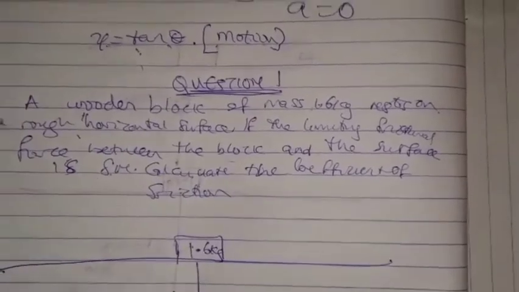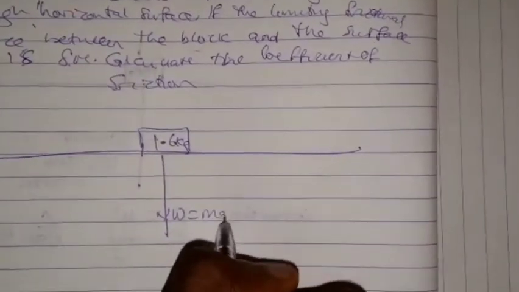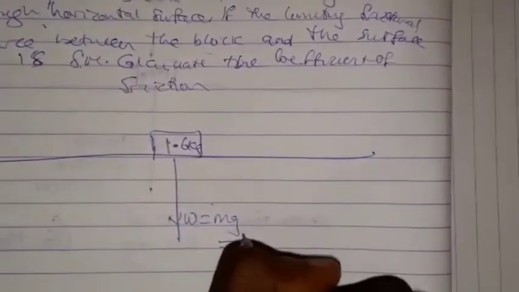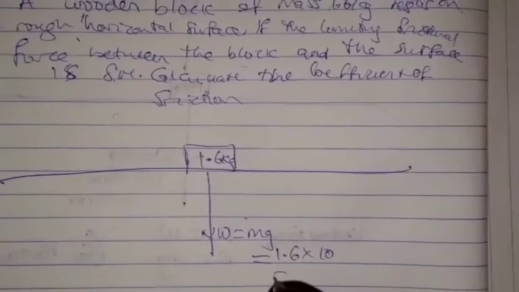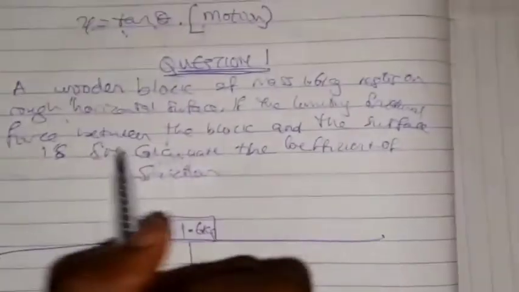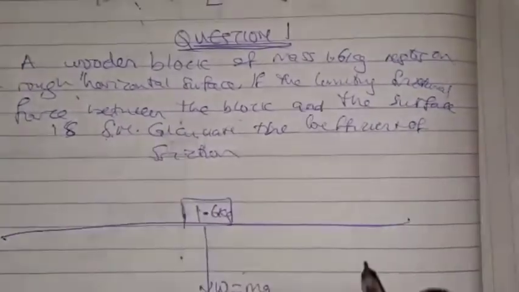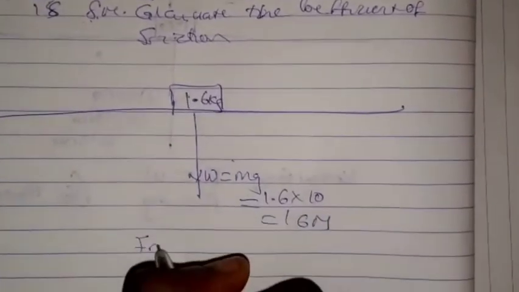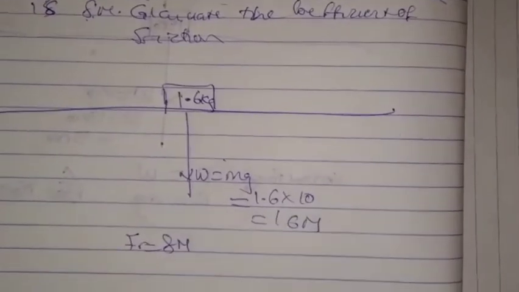What will be your weight? I told you that your weight is what? Mg. So your weight is equals to, what's the mass? 1.6. What's g? 10. That's what? 16 Newton. Yes, they said if the limiting frictional force between the block and the surface is 8 Newton, so your frictional force is what? 8 Newton.